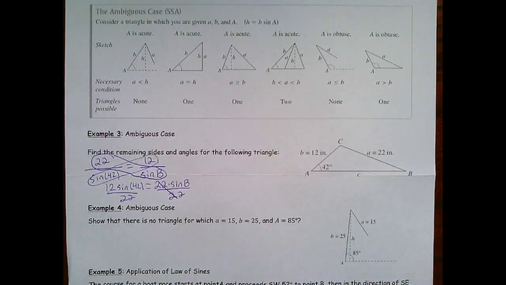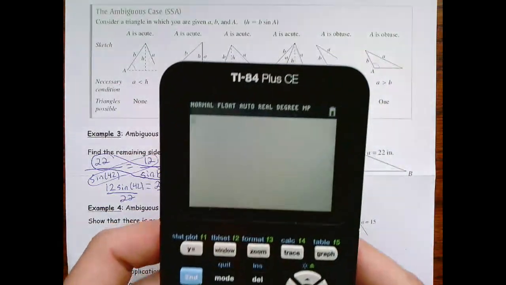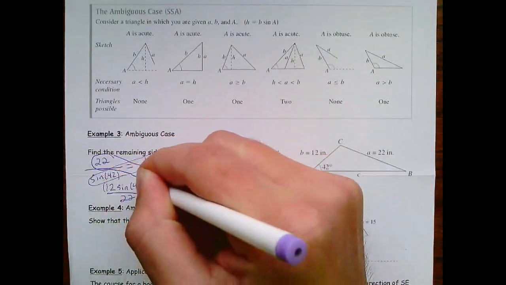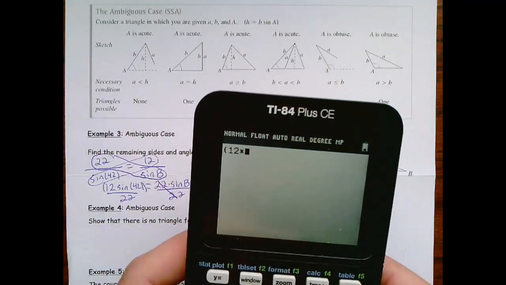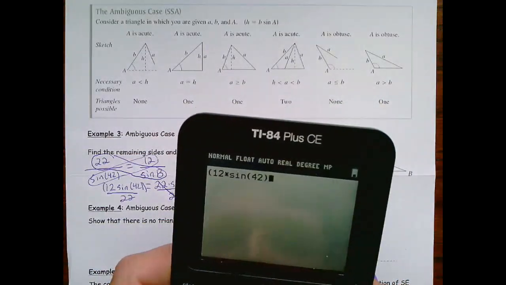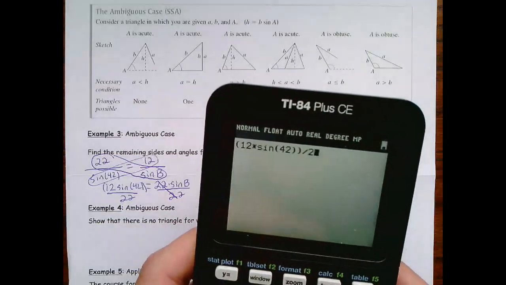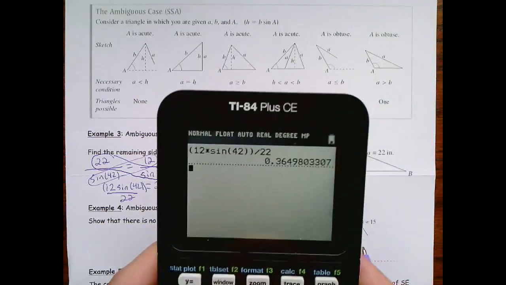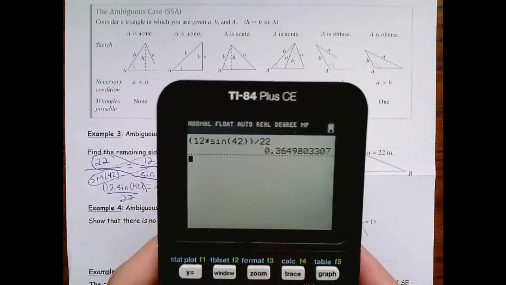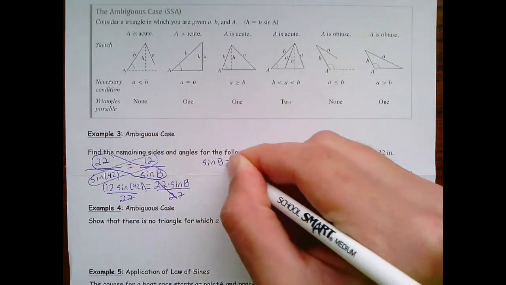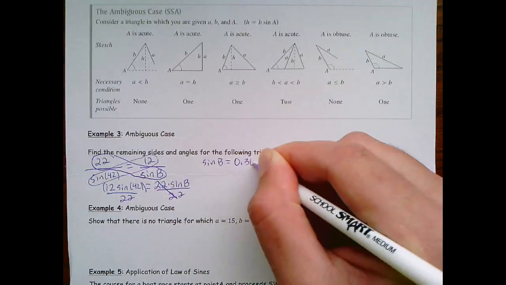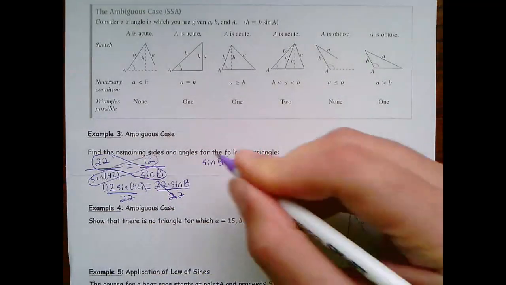So what will this one look like? Well, I have to go into the calculator like we did the last one. Let's throw an extra set of parentheses around the top of this. So now we'll go parentheses 12 times the sine of 42, divided by 22. With the rounding, 0.365. So we have sine of B is 0.365.